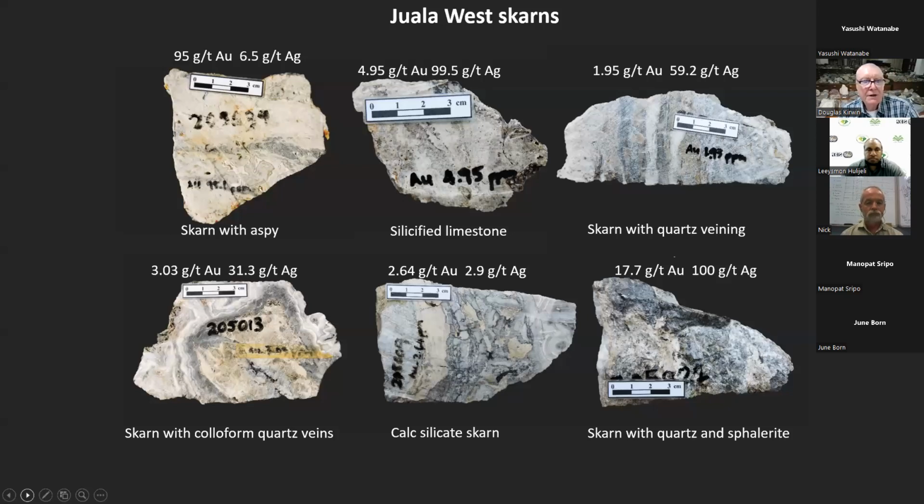There's skarn mineralization present at Bau, and here are some cut slabs of that style of mineralization. Also quite nice gold in places, up to several ounces in some of the skarns. They're relatively small, but not well explored, and so there is potential for significant skarn-hosted gold mineralization at Bau.